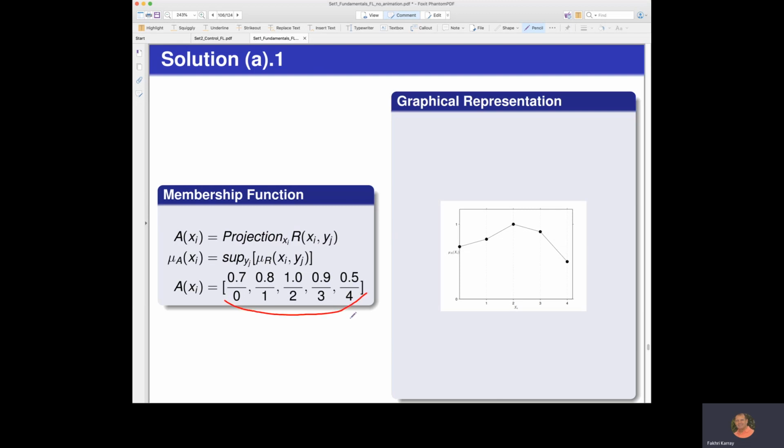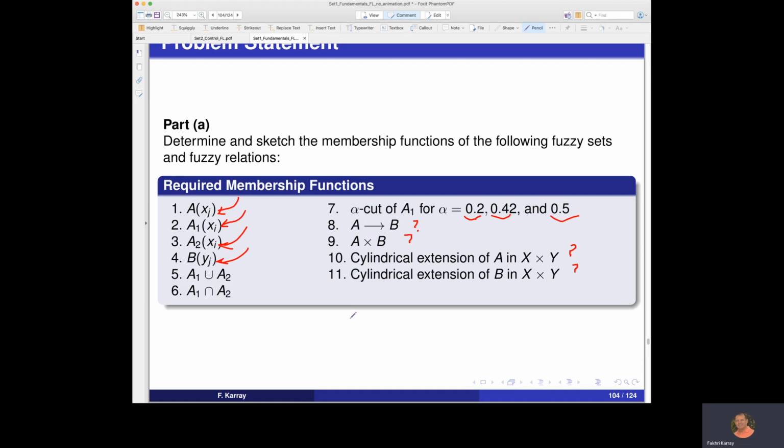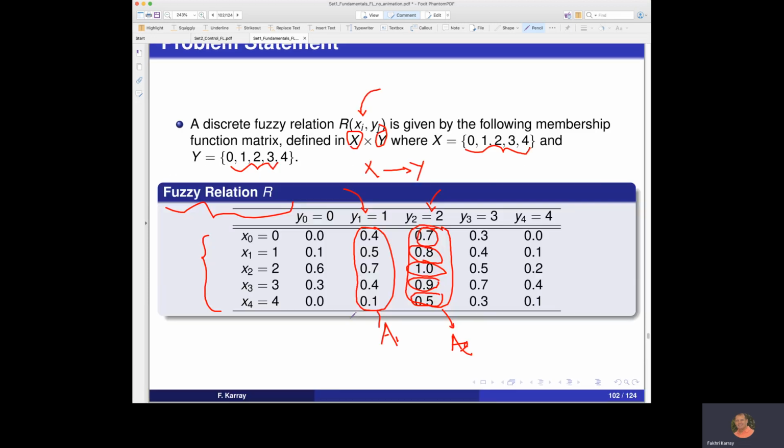Remember, this is the projection onto x, as I mentioned to you, by taking the maximum over all y's of this particular relation onto x. So this is onto x. Again, we find the maximum here: 0.7, 0.8, 1, 0.9, 0.5.